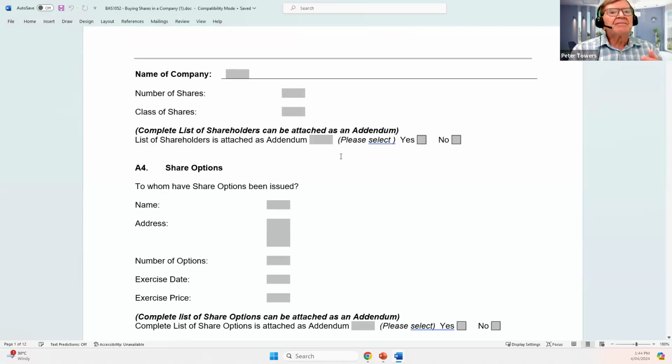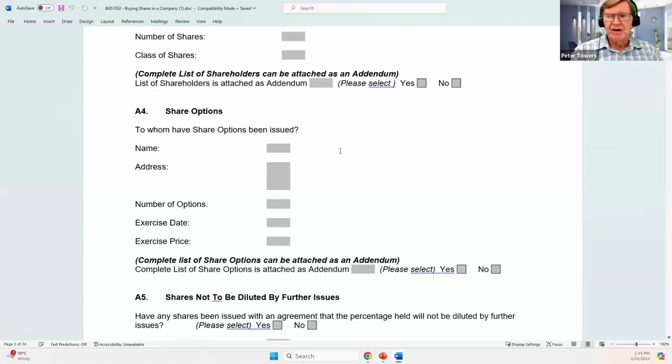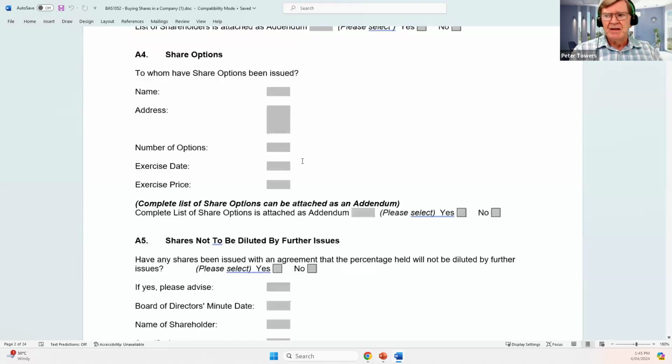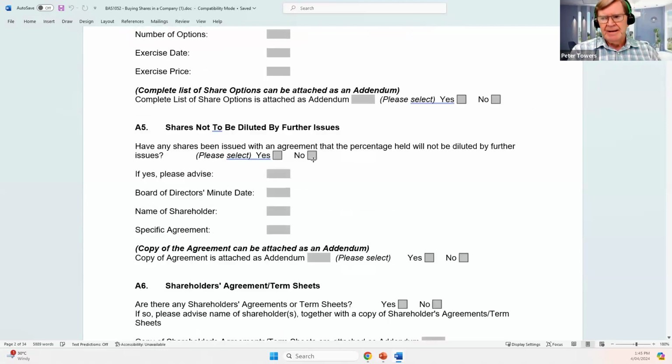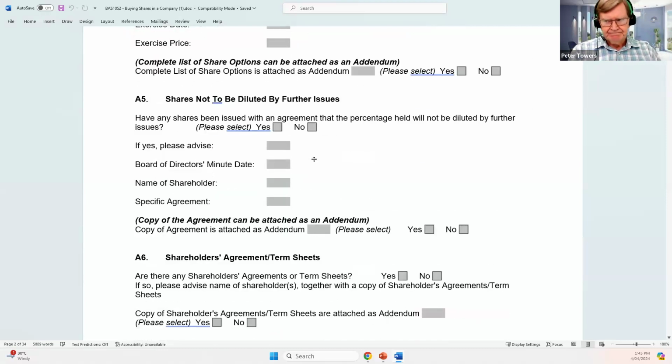Because your client, to get into a business buying shares in a company, may well be getting locked in. And what's the financial position of this company? Has there been share issues allocated? Are there some shares not to be diluted by further issues? What's that going to do to your client's overall interest in this company?